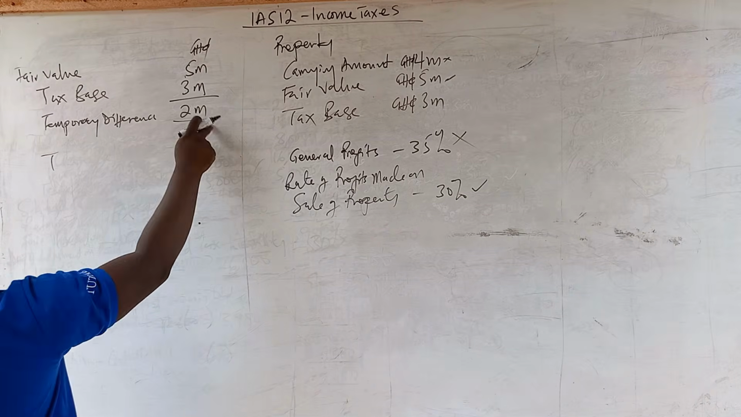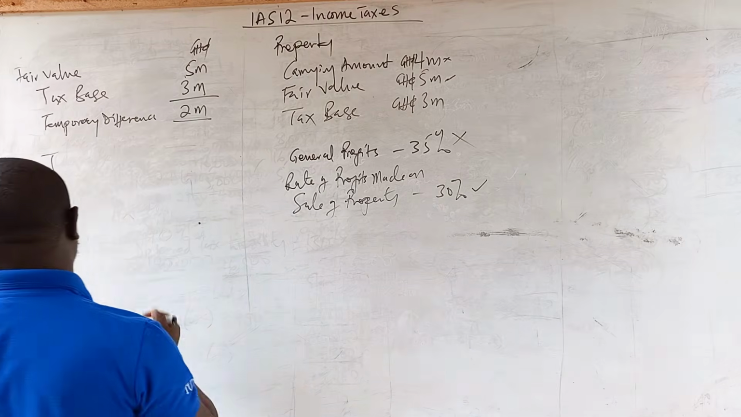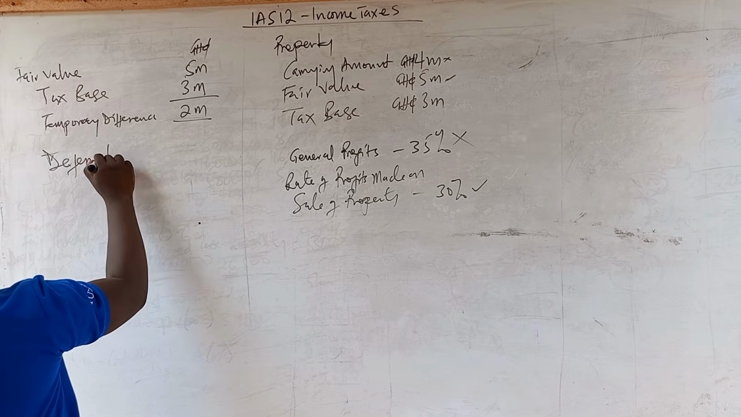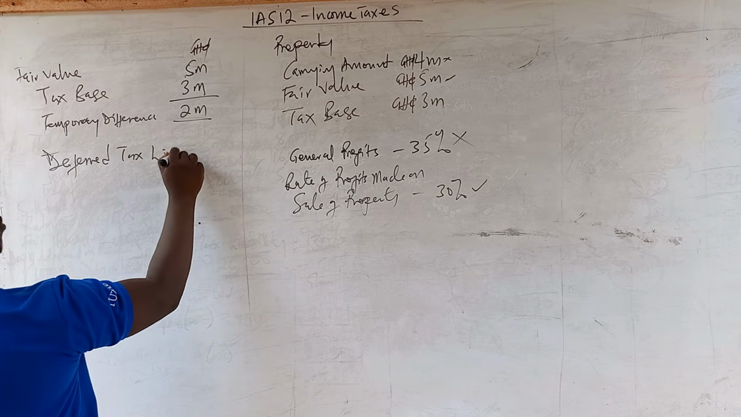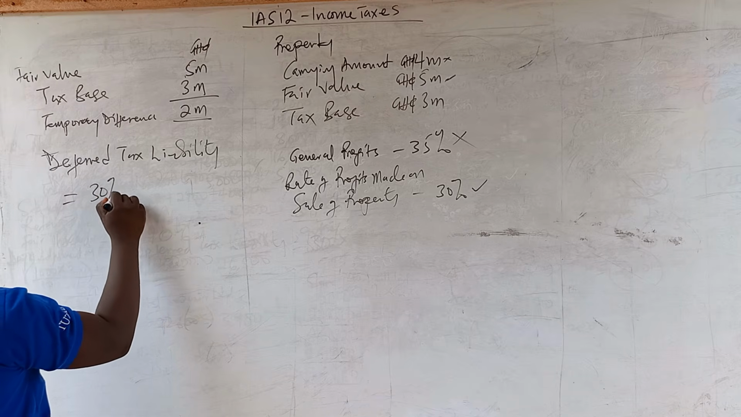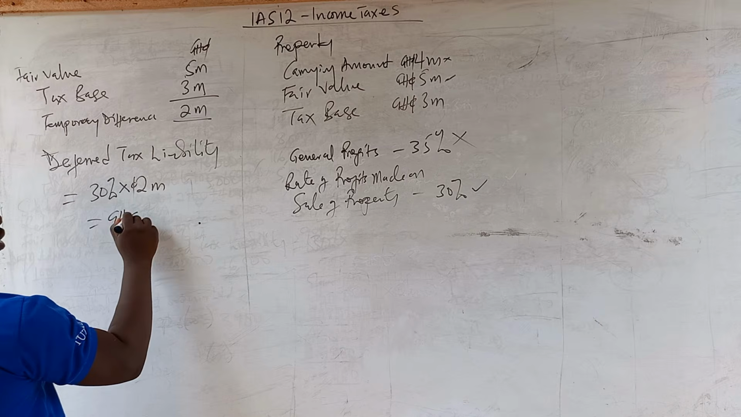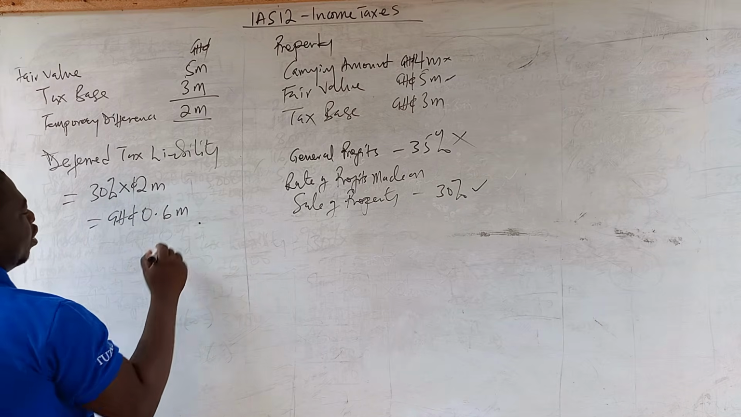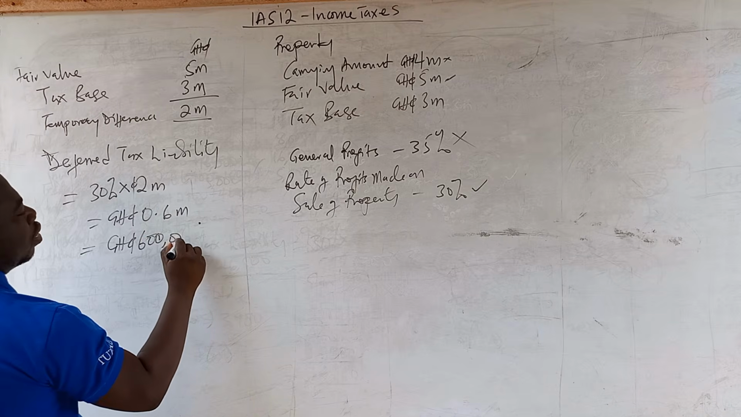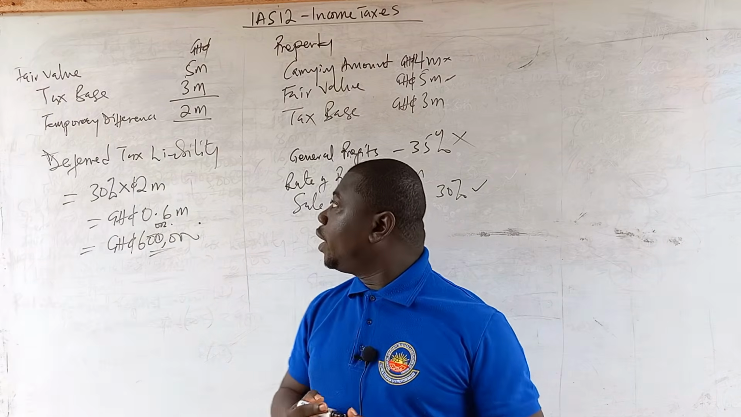Since the fair value is greater than the tax base, the difference will be a liability. So I will say deferred tax liability is going to be 30% of 2 million Ghana cedis. And that is going to give us 0.6 million, or you can say 600,000 Ghana cedis. So this is how to calculate deferred tax.